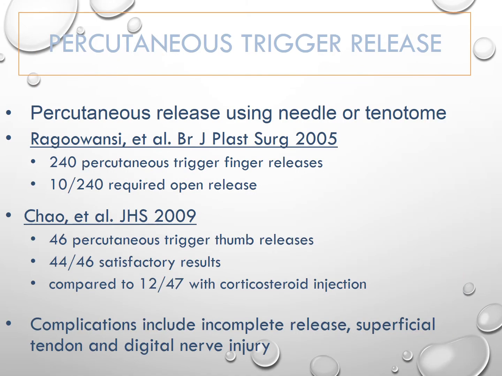Percutaneous release has been shown to be effective, with only 10 out of 240 requiring an open release. You could perform this using a needle or a tenotome. What's important to note are the complications, such as an incomplete release, a superficial tendon injury, or a digital nerve injury.